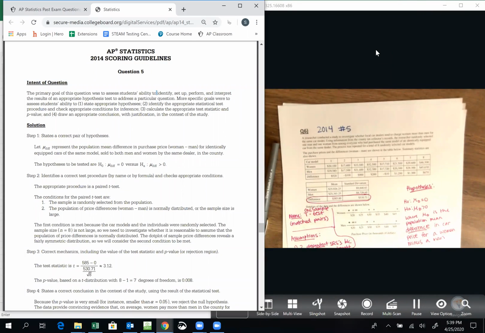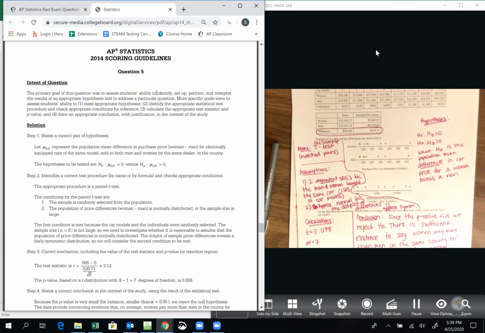Okay, we are now on question 6, which is from 2014, number 5. This is another straight up hypothesis test. I rearranged your paper, so hopefully you had enough space to write. Obviously, I was squeezing mine in. I did not initially have enough space, but I figured it out, and you can too.